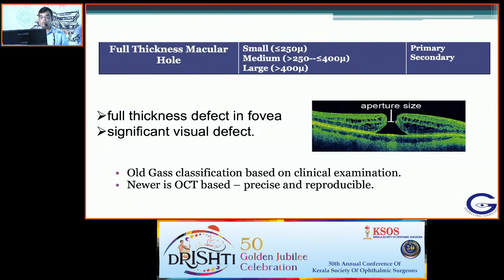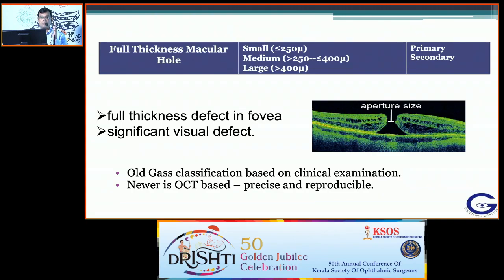Third, this is an OCT of a full thickness macular hole. It is a full thickness, through and through defect in the continuity of retinal layers, causing significant visual defect. The first clinical classification was given by Gass, which is still followed clinically, and it correlates with the OCT nowadays. But the newer OCT based classification is more precise. That's why we are using it nowadays.